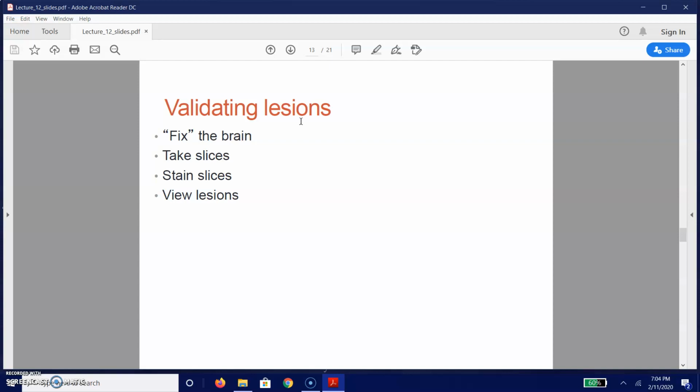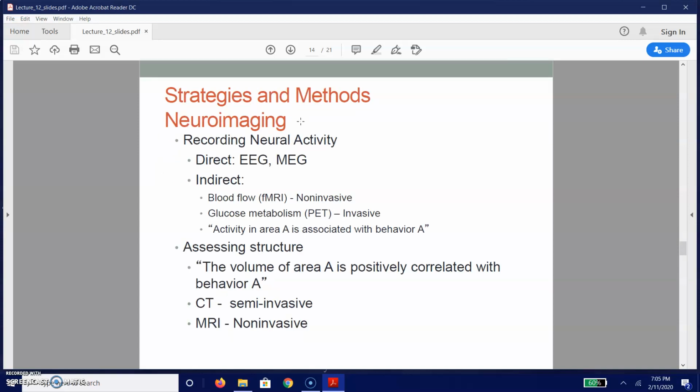And then finally, you view these under a microscope to determine the exact location of the lesion and the size of it. And generally, what you will do is exclude the results, not literally, the results of animals whose lesions were too far off from the rest of them.